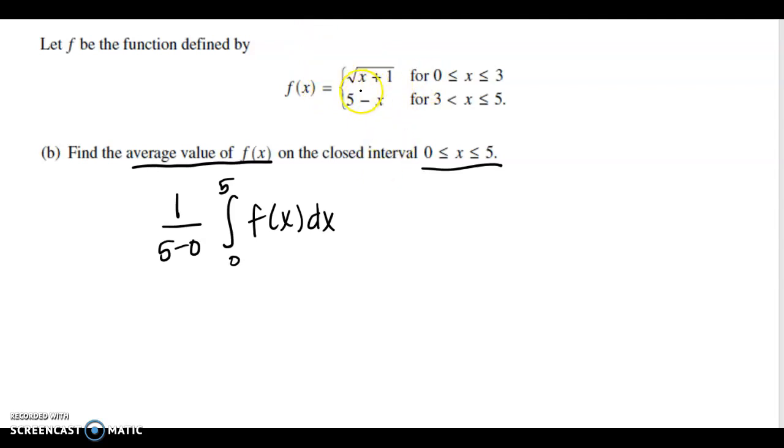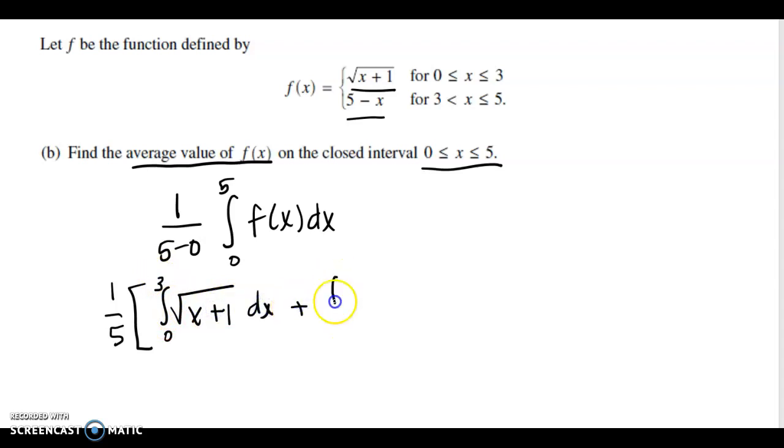And so what I notice is that I have two different pieces, square root of x plus 1 and 5 minus x on my different intervals. And so what I'm not doing is finding the average value on each of those intervals. I'm still going to keep my 1 over 5 out here. All I'm going to do is integrate them separately. So my first integral will go from 0 to 3. And my second integral will go from 3 to 5. And notice I'm using those different function pieces there. And then I can go forth and integrate.